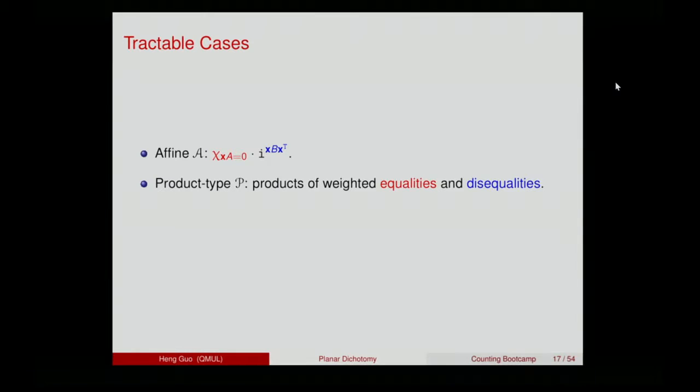Okay. And the second type is this product type. It's basically products of equality and disequality. This is very easy to solve because you can just propagate. And the last class is match gates. These are only tractable in planar graphs, which Jin has covered in his previous 2 talks.